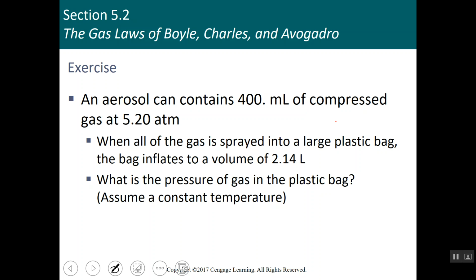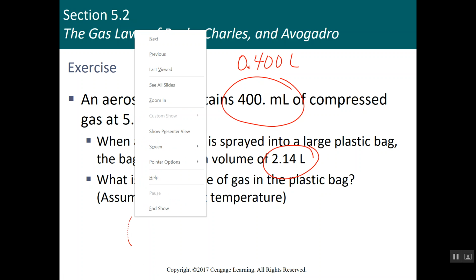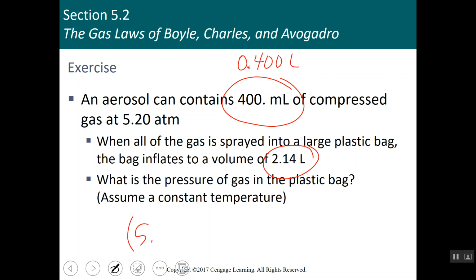Another example, we have an aerosol can that has 400 mL of compressed gas at 5.2 atmospheres. We're going to spray that into a large plastic bag, which inflates to 2.14 liters. So here are our volume measurements. We need to convert this one to a liter measurement, and then we can plug it into the formula. So our initial condition was 5.2 atmospheres times 0.4. And notice I'm leaving the zeros off because I'm kind of doing this helter-skelter.